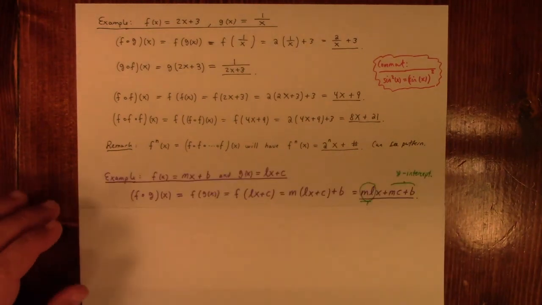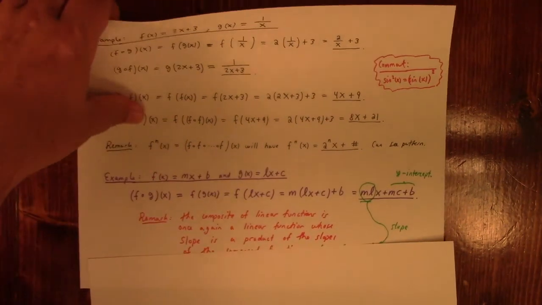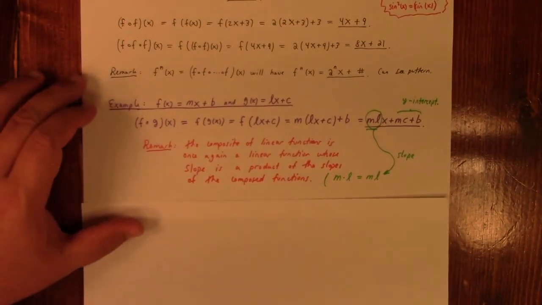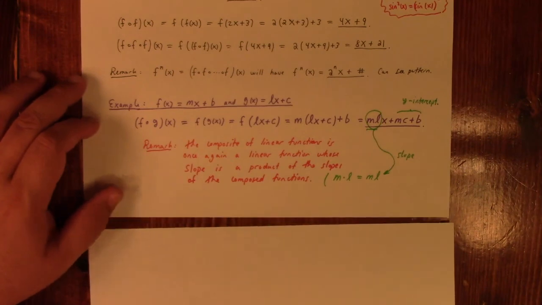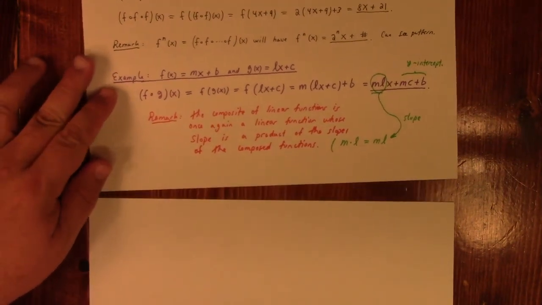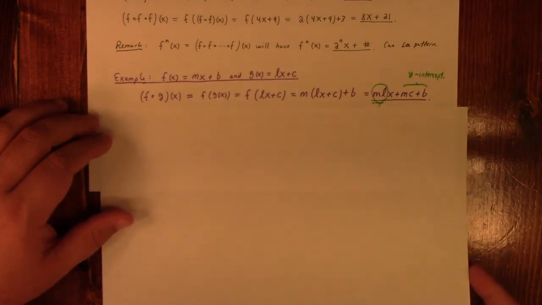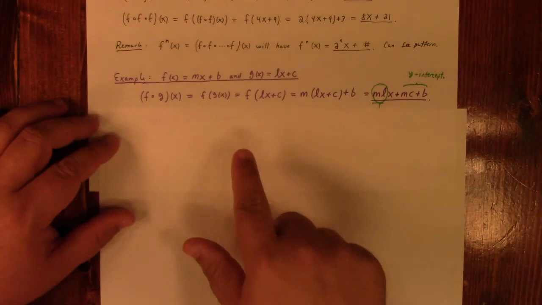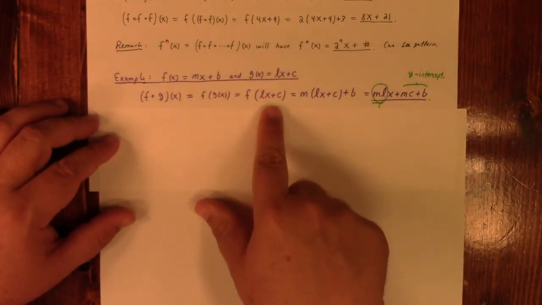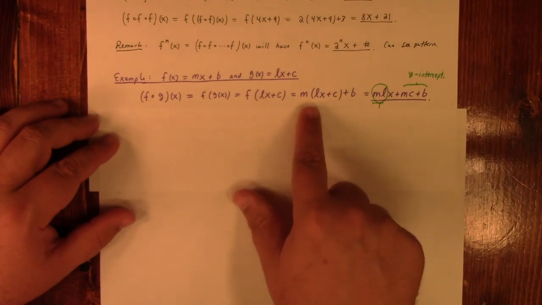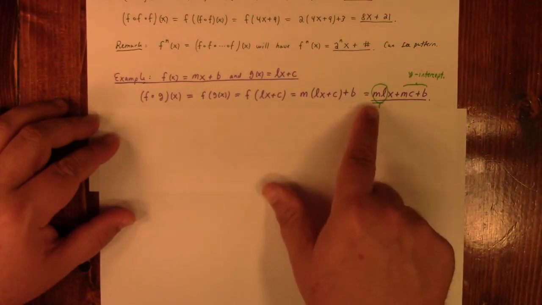Anyway, another example, and this will be the final one. Oh man, I see I've gone 5 minutes over. It is if I compose a linear function, mx plus b, with lx plus c, then something kind of neat happens. We get f of lx plus c, which is m times lx plus c plus b, but if you multiply that out, you get mlx plus mc plus b.